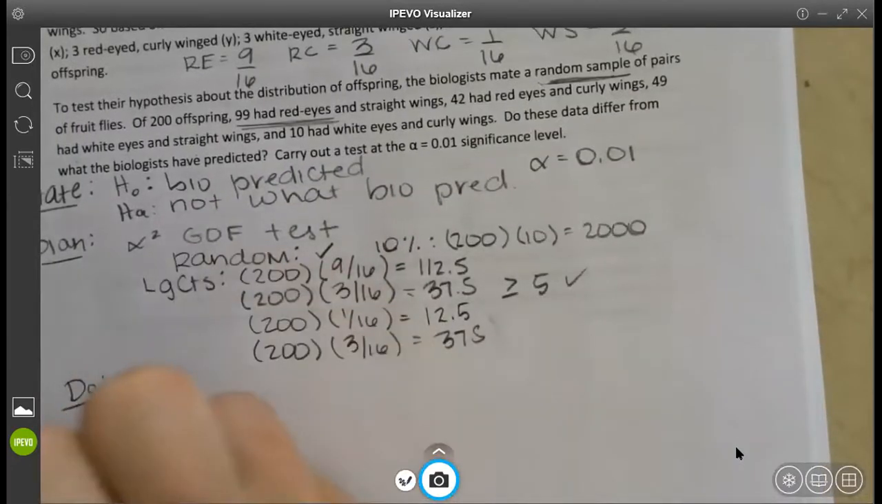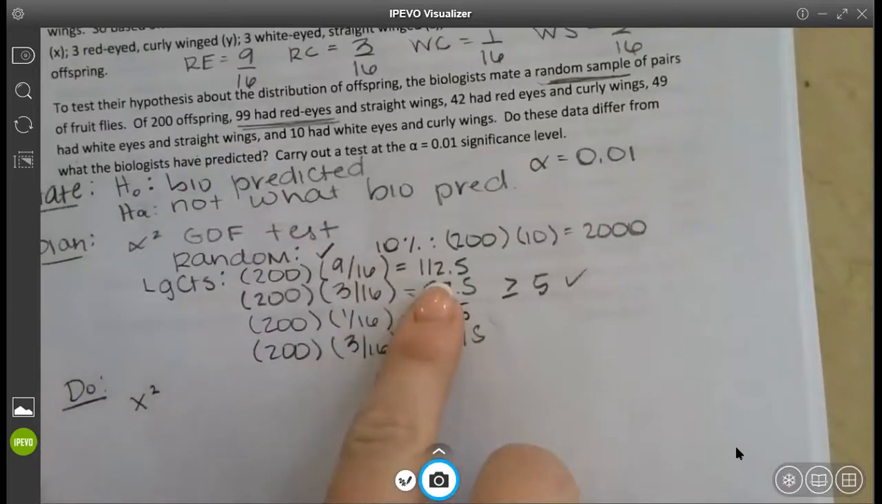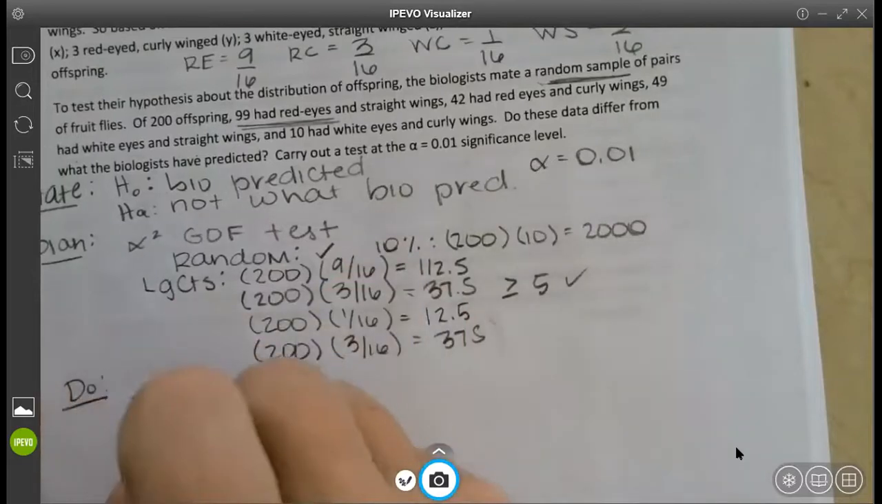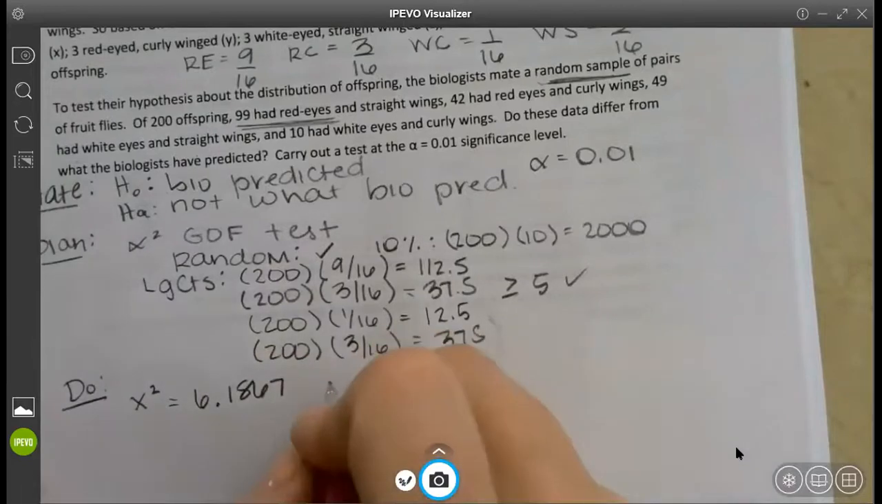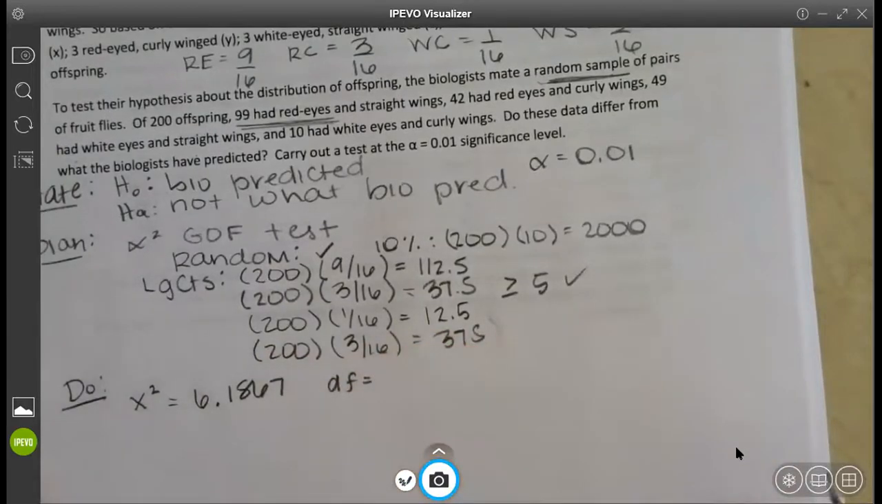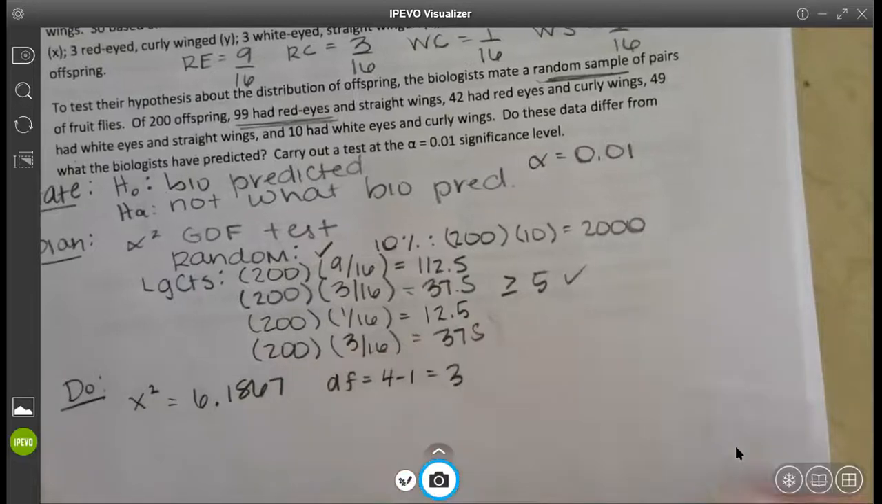We're going to find our chi-square. We do our observed minus our predicted. Our observed was 99. Our predicted was 112.5. Are y'all okay if I don't write the formula down? All right, so that gives you a value of 6.1867. What are our degrees of freedom? 4 minus 1 categories is 3.